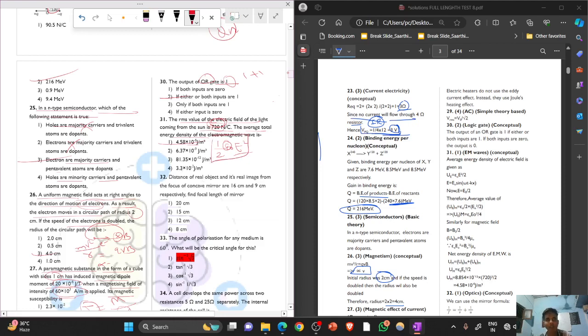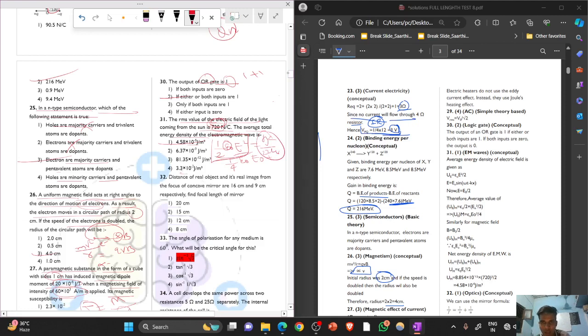This is the formula of the average electromagnetic energy, which is stored both in the magnetic field and in the electric field. In each it is stored as 1/4 epsilon naught E naught square. So once you add it, it comes out to be this value, which is equal to B square by 2 mu naught. If the magnetic field is given, you can use this formula. If the electric field is given, you can use this formula.